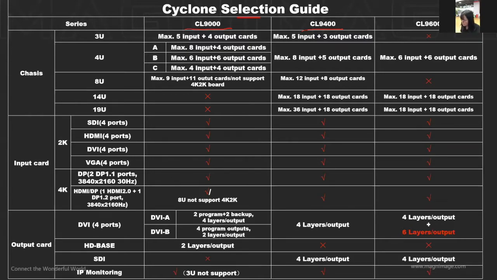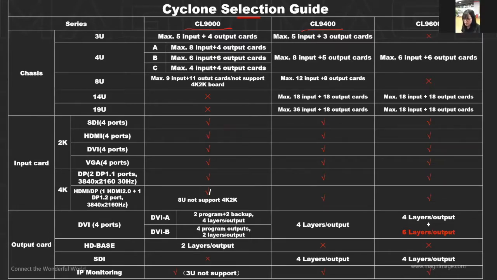For output cards, CL9000 has two choices, DYA and DYB. DYA means 2 by 2, 2 program and 2 backup. That's 4 layers per output. DYB means 4 independent outputs, with 2 layers for each output. For CL9400, it's 4 layers per output. CL9600 has 2 choices, 4 layers and 6 layers.